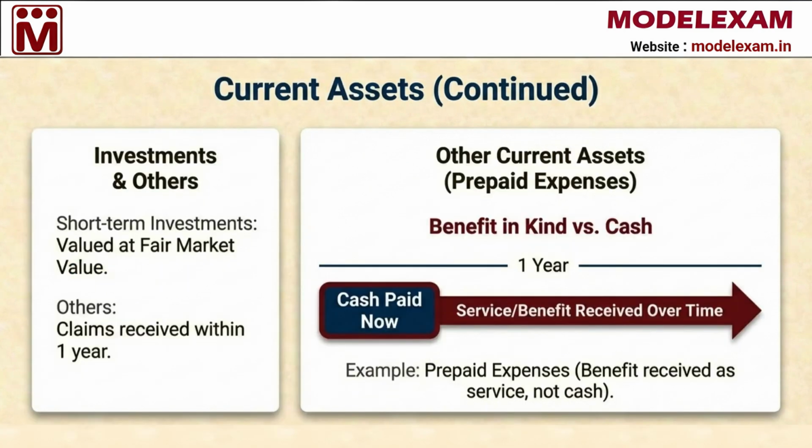There are other types of current assets as well. We have short-term investments, which are valued at fair market value. We also have claims that are likely to be received within 1 year. A special category here is other current assets, specifically prepaid expenses. This represents a difference between benefit in kind versus cash. For example, if you pay for insurance in advance, cash is paid now, but the service or benefit is received over time. Since the benefit will be received within 1 year, it is recorded here.